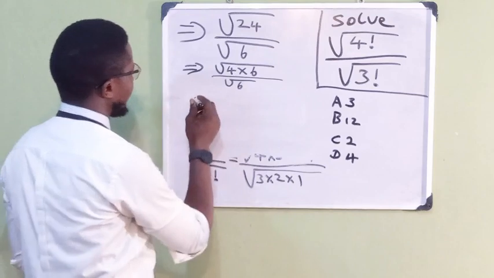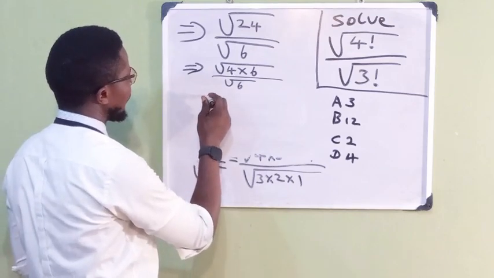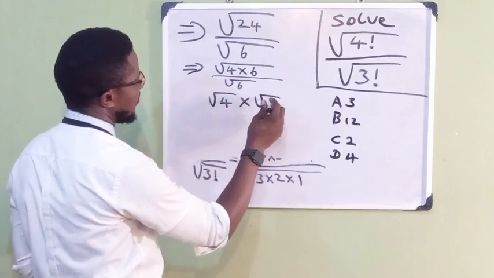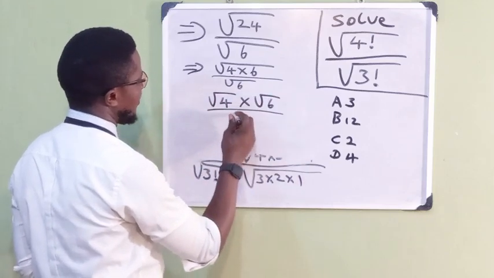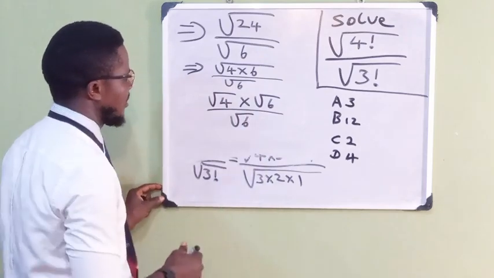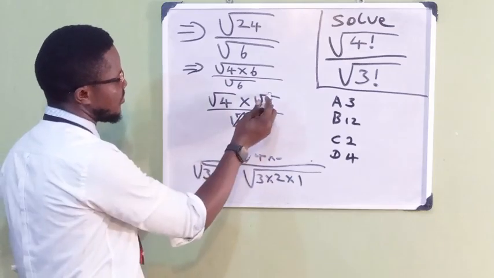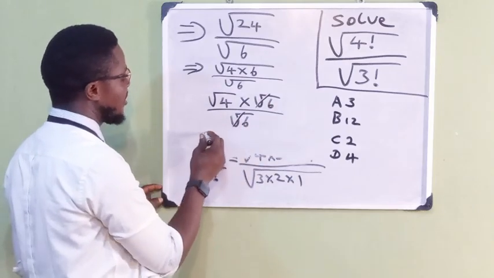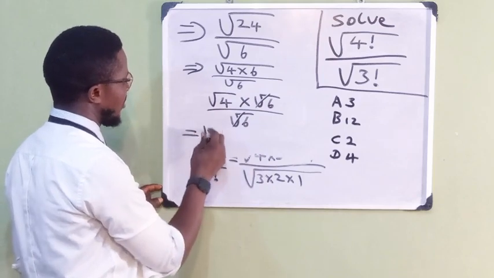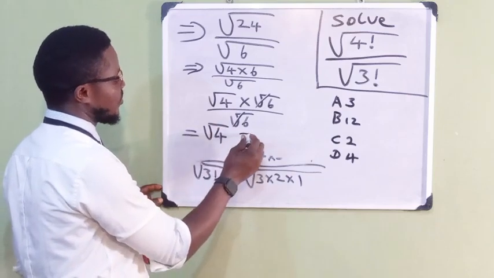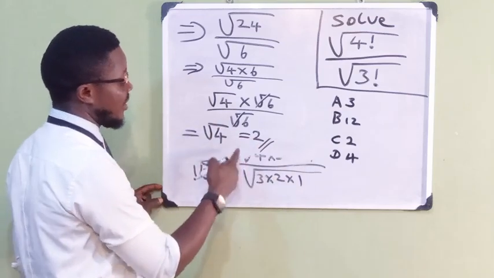Now we have it that root 4 times root 6 all over root 6. So when you get to this point, this root 6 will cancel out this root 6, remaining square root of 4. And the square root of 4 is what? 2. Therefore, our answer is 2.